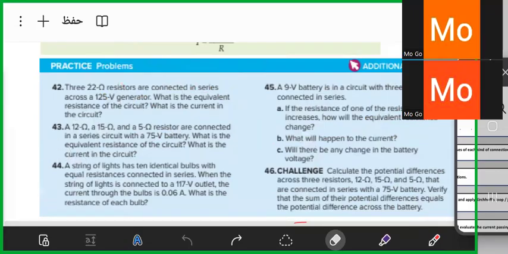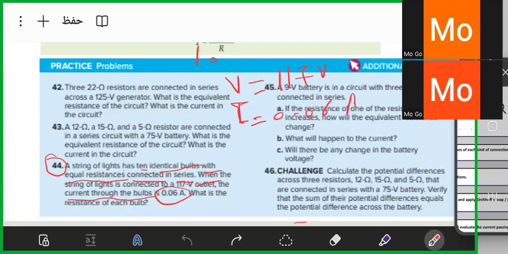Also, we have question 44. A string of lights has 10 identical bulbs with equal resistance connected in series. The lights are connected to V, 117 volt outlet. The current through the bulb, I, equals 0.06 ampere. What is the resistance of each bulb?